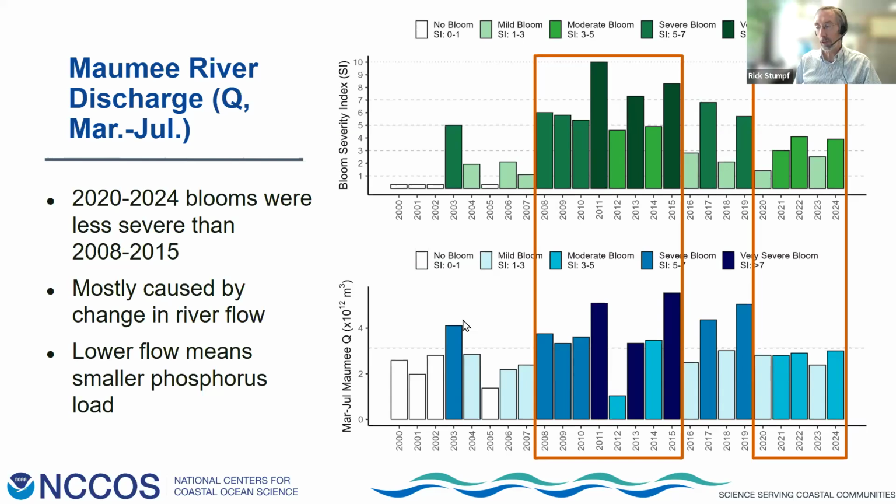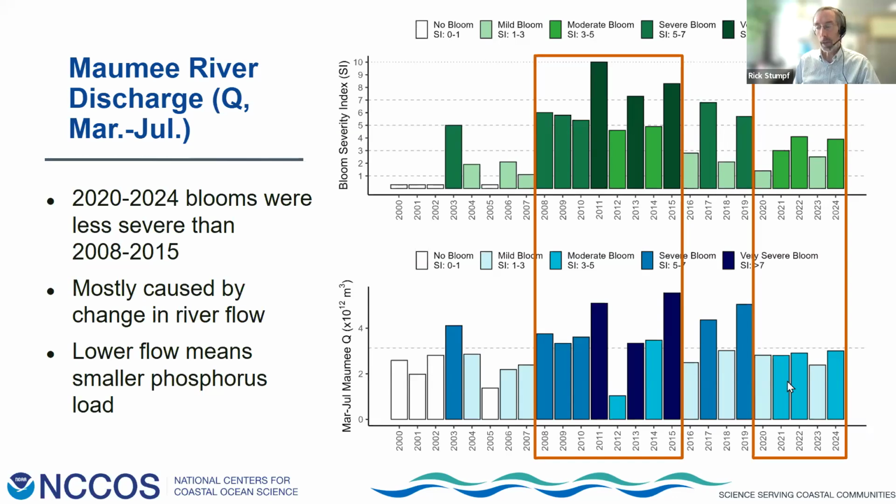The reason for this change has to do with the amount of water coming out of the rivers, particularly the Maumee River. From 2008 to 2015, the river discharge was all above the average except for 2012, and in these last several years, it's been below the average. Lower flow means lower phosphorus loads. The concentration of phosphorus, which really tells us how we're doing, has been about the same over this time. But by having simply less water, we've ended up with a smaller bloom.